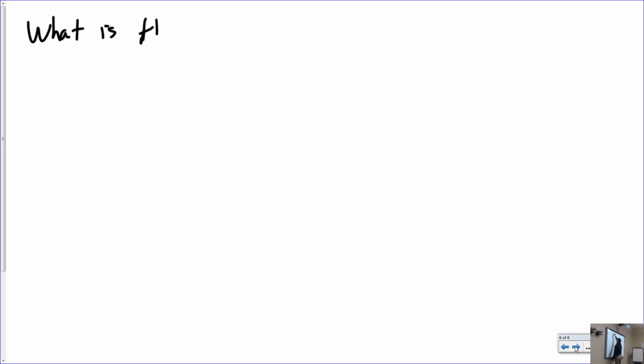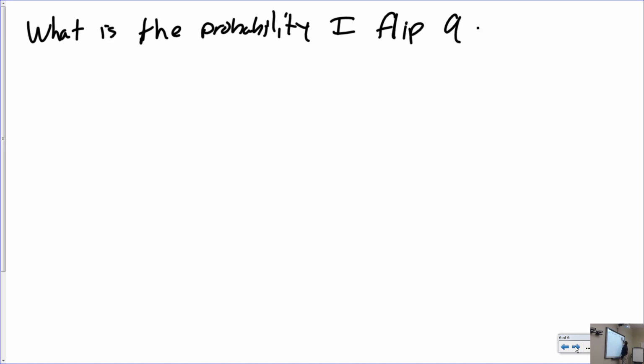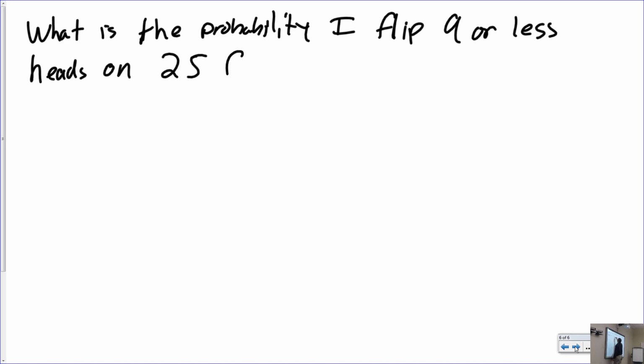What is the probability I flip 9 or less heads on 25 flips of a coin? In theory, you know how to do this now, right? In theory. It's just annoying to have to do it, all right?